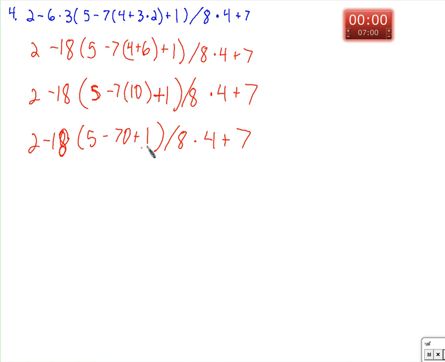Alright. So now we can do 5 plus 1, right? Get 6 and then subtract 70. It's called the commutative property. We can move this 1 over with this 5 since it's just addition and subtraction. 5 plus 1 is 6 minus 70. What's 6 minus 70? And it's negative, right? -64. Divided by 8. Then multiply by 4. Then add 7.